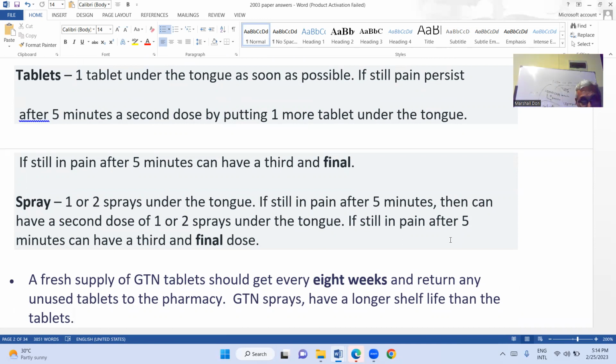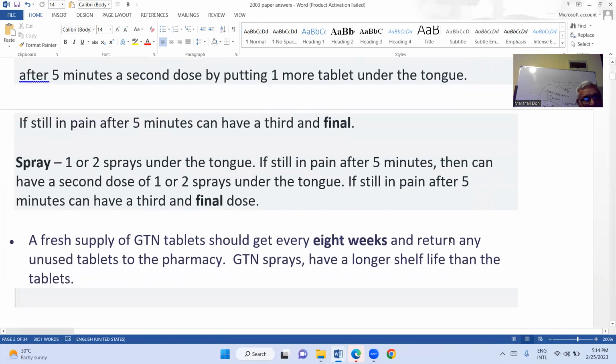Spray can be used. 1 or 2 sprays under the tongue. Still pain, 5 minutes, the same thing applies. Same as tablets, for spray also: 5-minute period, first dose, then 5 minutes, then after another 5 minutes. That is all. Then the patient has to get admitted to the hospital.